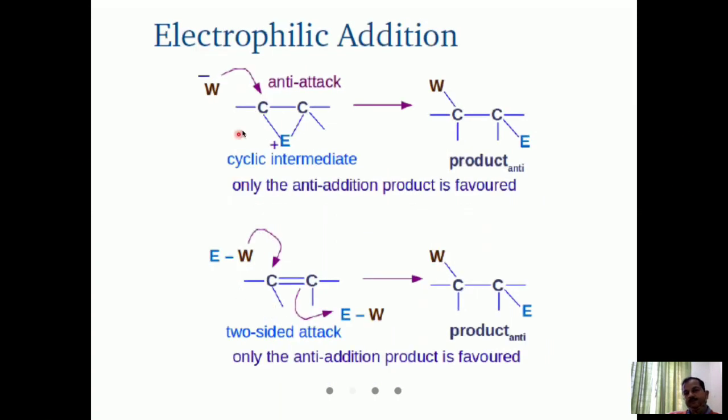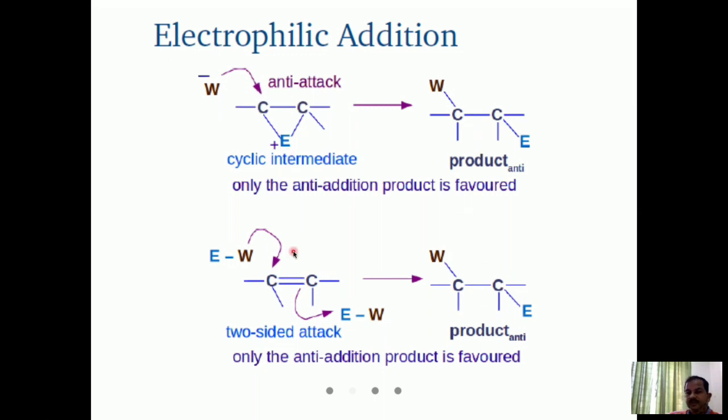Now, in this case, how is this possible? When cyclic intermediate formation takes place, the electrophile makes a bond in a cyclic transition state. Now the nucleophile has only one option. This option is already blocked, so only this option is open. So it will attack either this carbon or this carbon, but from this side direction only. So only the anti product will form in this mechanism.